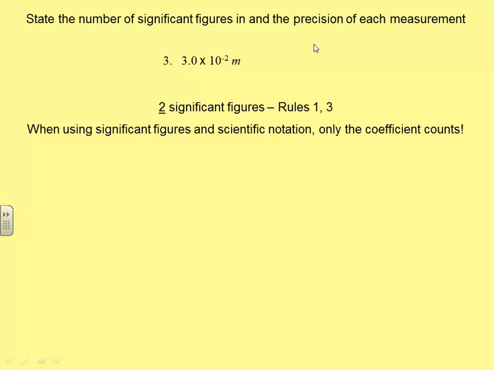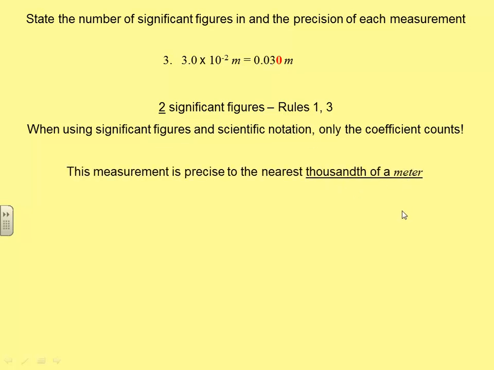Now, to get precision, it's really hard to do that with scientific notation. So let's write this out in standard notation. 10 to the negative second means we move the decimal point 2 places to the left. So we get 0.030. And by the way, this 0 counts. These two don't. They're before the decimal point. Or sorry, before the non-zero digit. This one counts. If you take this one off, you've changed it to only 1 sig fig. So this is our estimated digit, which means it's precise to the tenths, hundredths, thousandths of a meter.